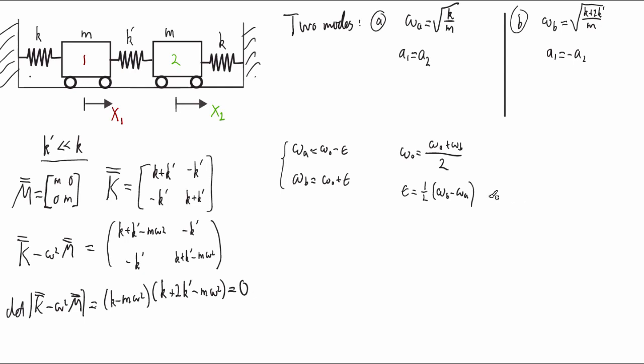And if we're in the limit now where K prime is much less than K, well, the difference between omega A and omega B is small. They only differ by this factor of 2K prime inside the square root. So we have, because K prime is much less than K, that epsilon is much less than omega naught. And that will turn out to be important shortly. Okay.